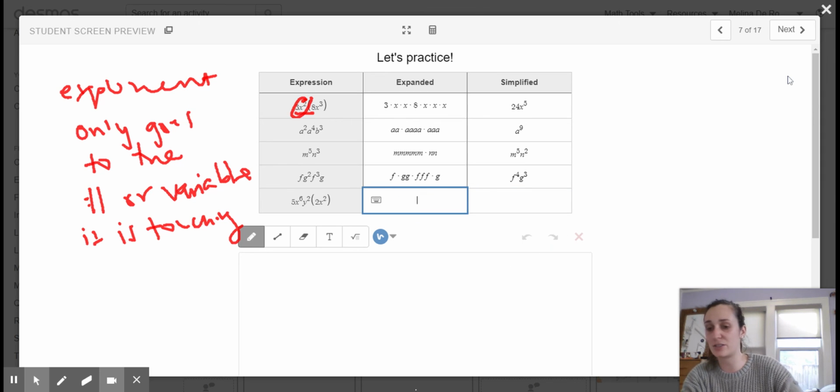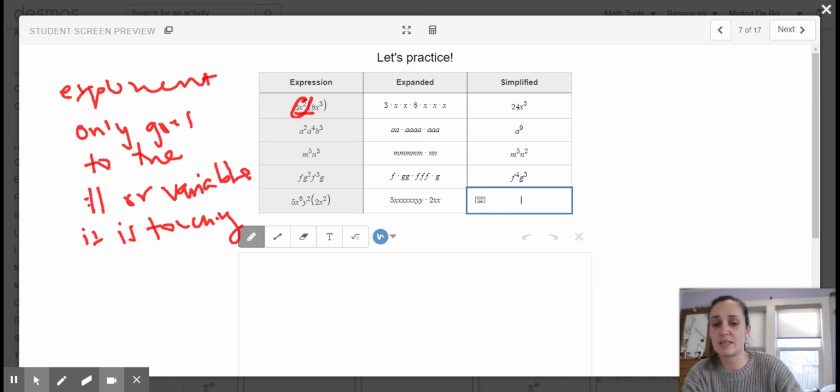Ooh, this next one is a doozy, 5. And then I have 6 x's, I have 2 y's, I have another 2, and 2 more x's. Again, I'm going to multiply my coefficients, the big numbers, so 2 times 5 is 10. Now let's count up my x's, 1, 2, 3, 4, 5, 6, 7, 8. X to the 8th, count up my y's, y to the second.